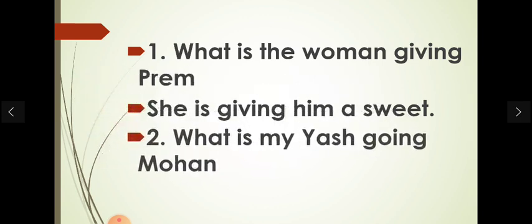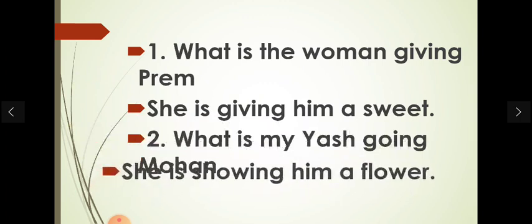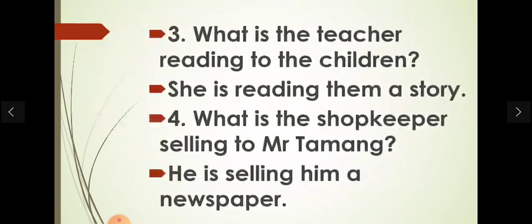Second, what is Maya showing Mohan? She is showing him a flower. Here Mohan is indirectly related to Maya, and also the flower is indirectly related to Maya. What is the teacher reading to the children? She is reading them a story. So here the children and the story are indirectly related to the teacher.